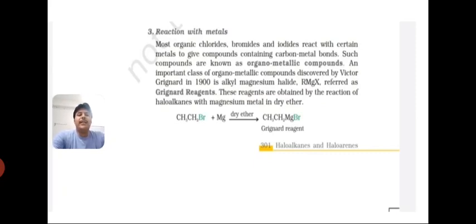This alkyl magnesium halide is called Grignard reagent, and these reagents are obtained by the reaction of haloalkanes with magnesium metal in dry ether. Student, this Grignard reagent is a very important raw material, we can say, which we are going to use in the preparation or conversion of many organic compounds. Okay, so very simple. How many questions can be possible on this topic? What is Grignard reagent, how is Grignard reagent formed, and write the reaction. Okay, so magnesium and dry ether are compulsory here.